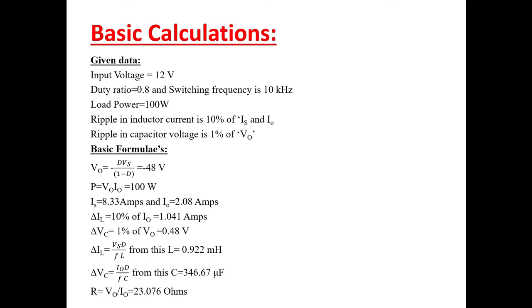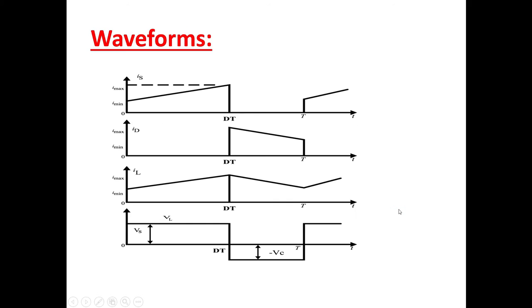Before that, we will see the waveforms of buck boost converter. So when switch is in on condition, that time inductor is going to charge. When switch is in off condition, that time inductor is going to discharge through the freewheeling diode. This is voltage across inductor. When switch is on, the voltage across the inductor becomes Vs. When switch is off, the voltage across the inductor will be minus V naught.